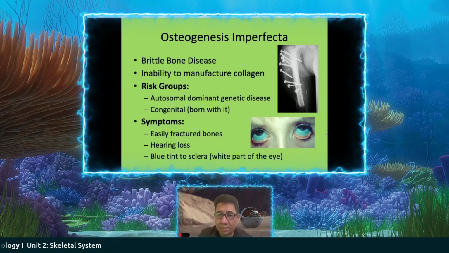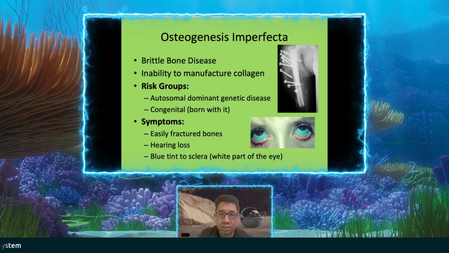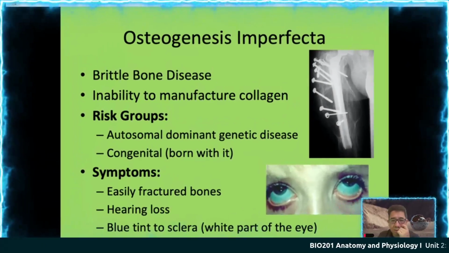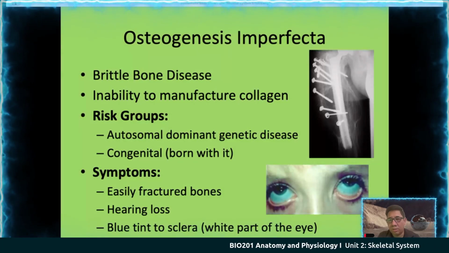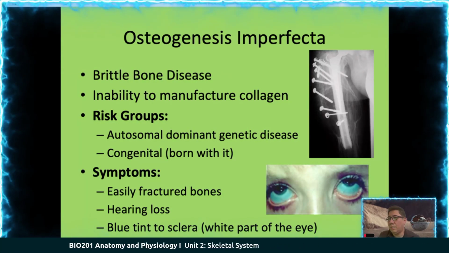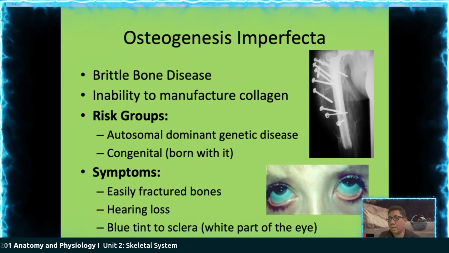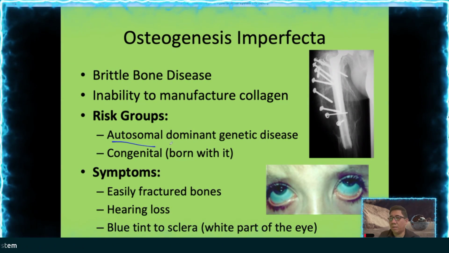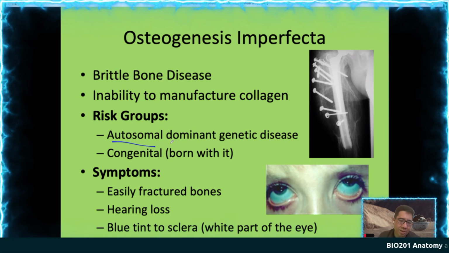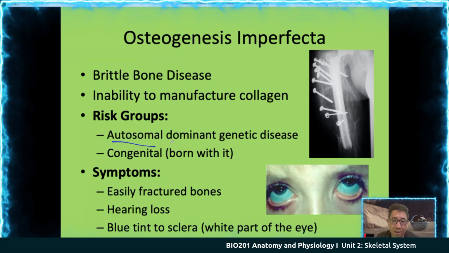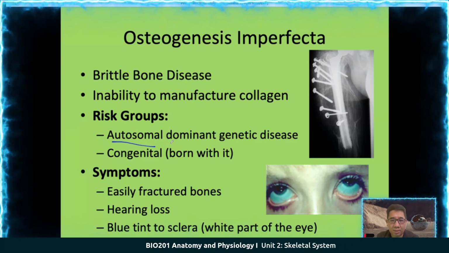Another lovely disease. This one is called osteogenesis imperfecta. Okay, osteogenesis imperfecta. This is called brittle bone disease. This is something you're born with. It's congenital, meaning that you get it, and it runs in your family. So basically, if you have this, someone else in your family must have had this as well.